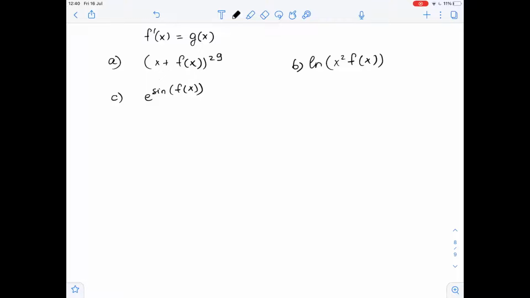So we know that function f is differentiable, and the derivative of f equals some function g of x. We don't know exactly what f of x and g of x are, so our answers will have f of x and g of x in them. We need to compute the derivatives of these three given functions. So let's start with part A.